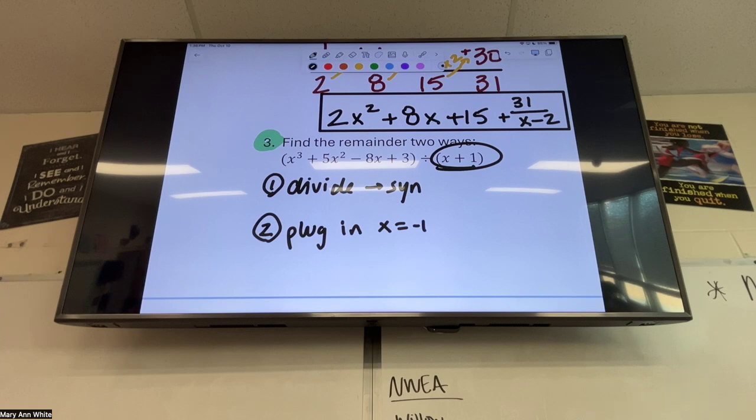Okay, so we need to synthetically divide and then we're going to plug that number in. If I plug -1 into my equation, that answer is my remainder. That answer is my remainder. And if my remainder is 0, then that means it divides out evenly and then it actually is a factor.